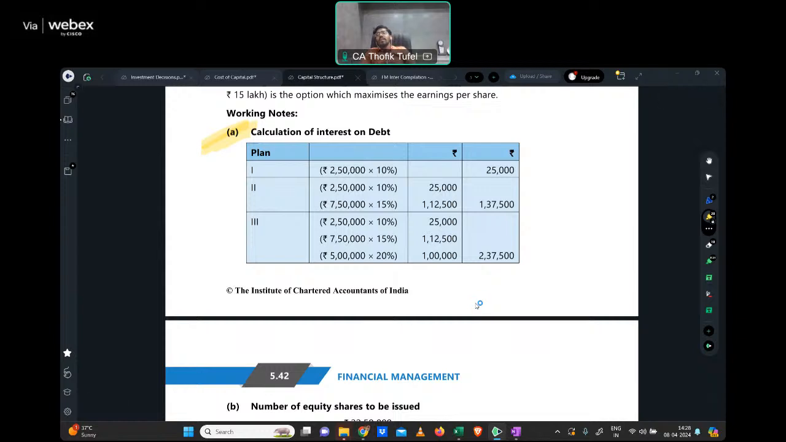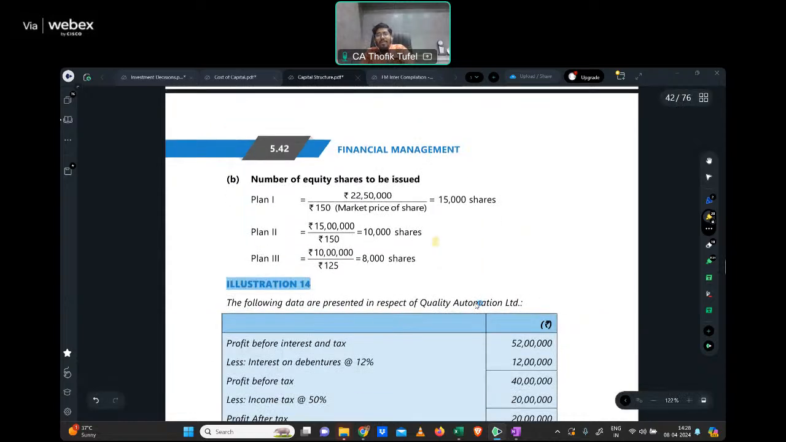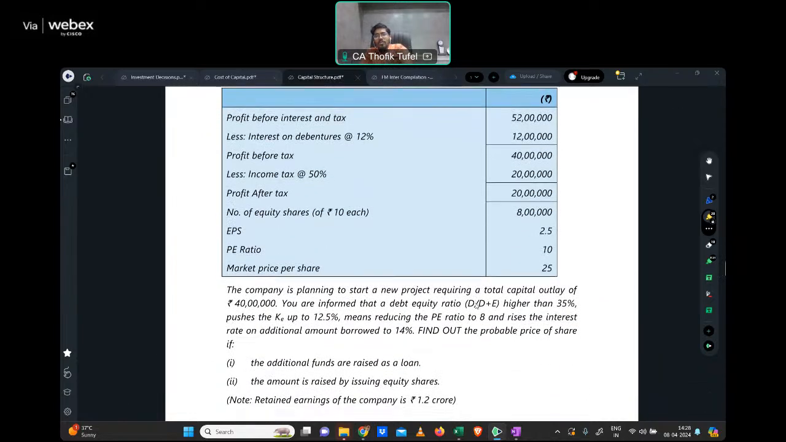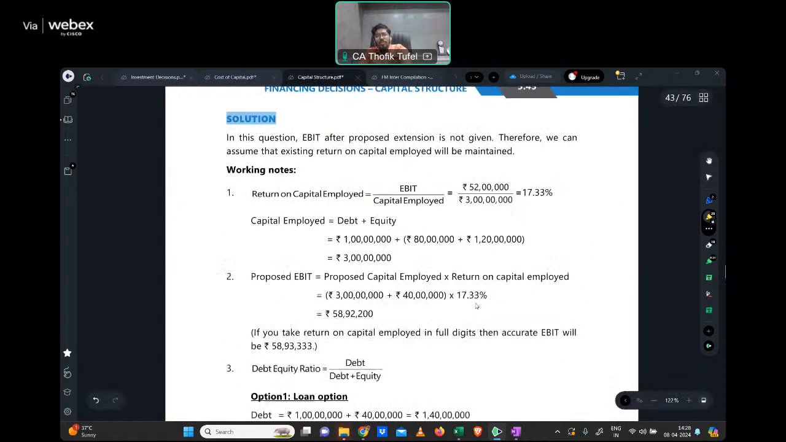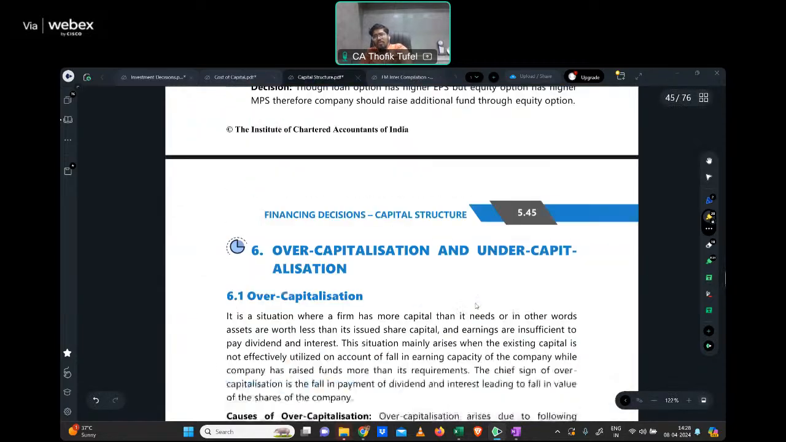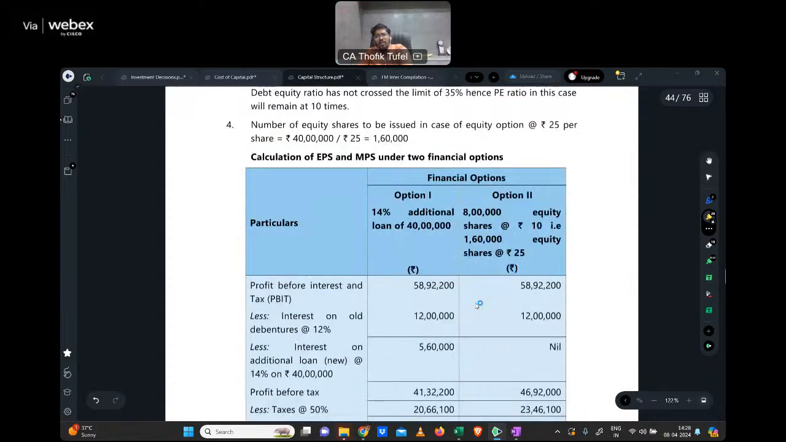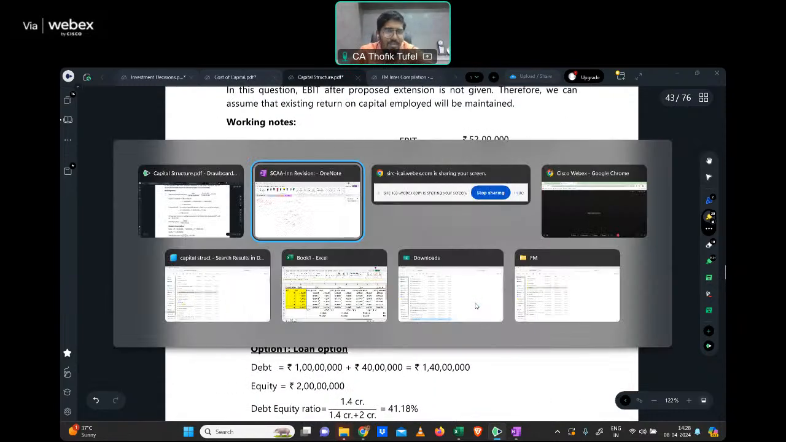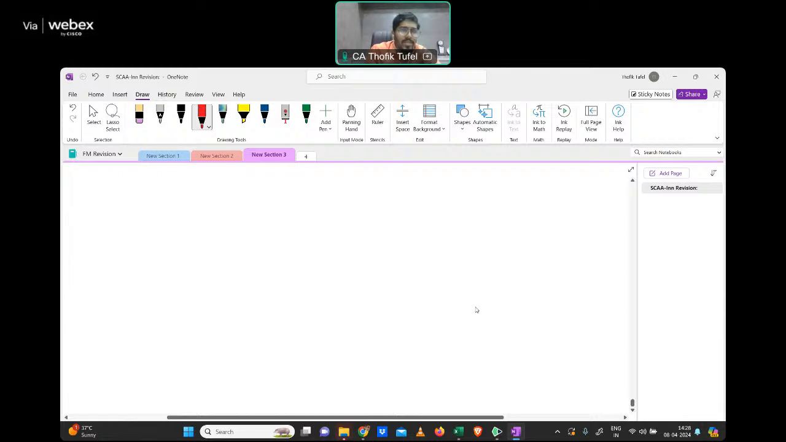So interest will have one working note here. Number of equity shares will have one working note here. And then you have to do this option. That is how you have to solve the problem. These are very simple problems, EBIT, EPS, and MPS analysis. So hence we are closing this EBIT, EPS, and MPS analysis.